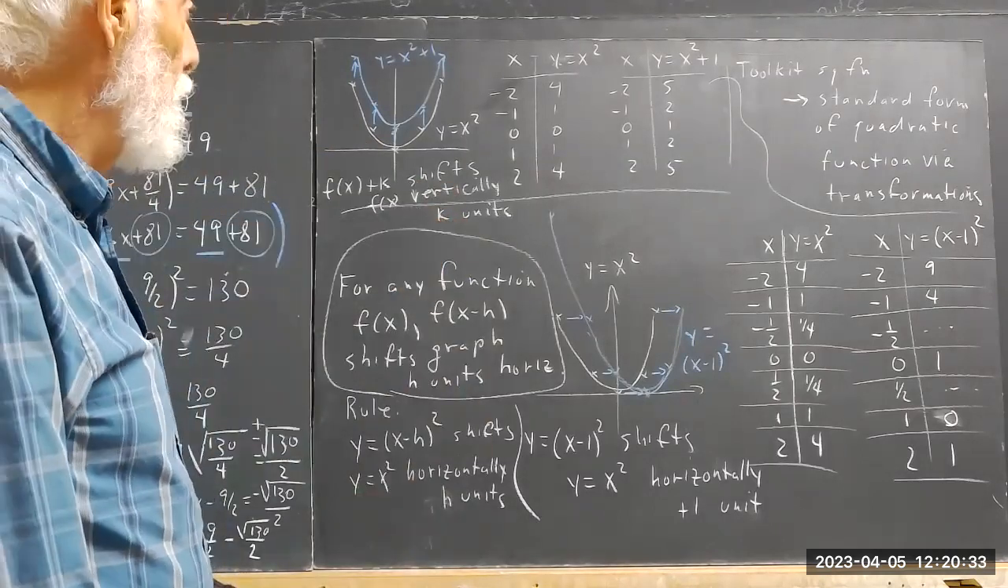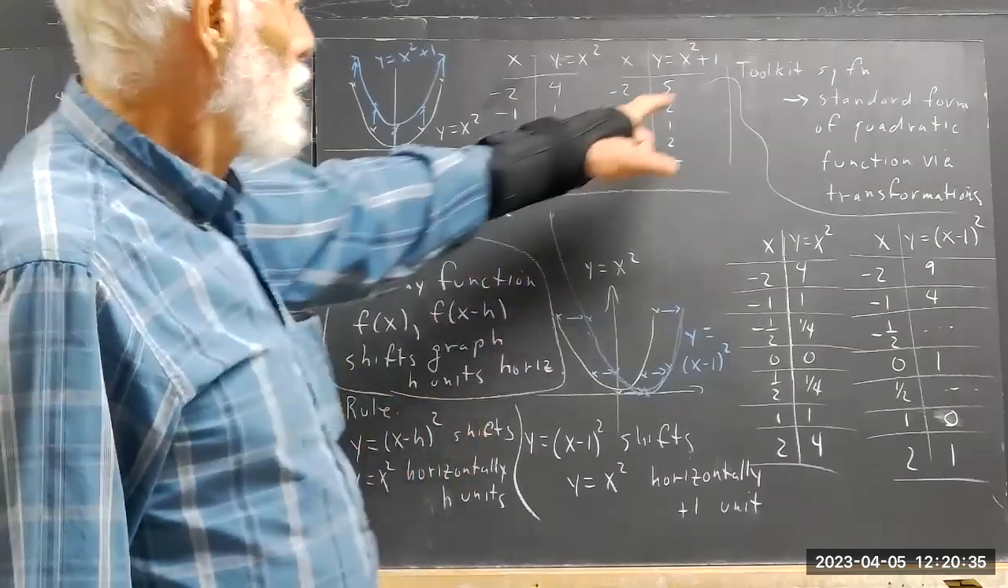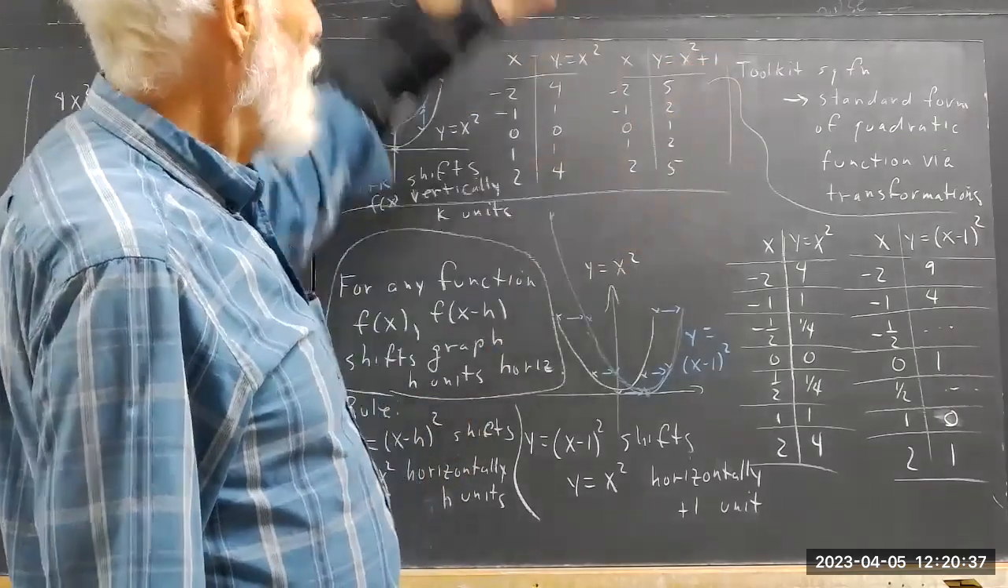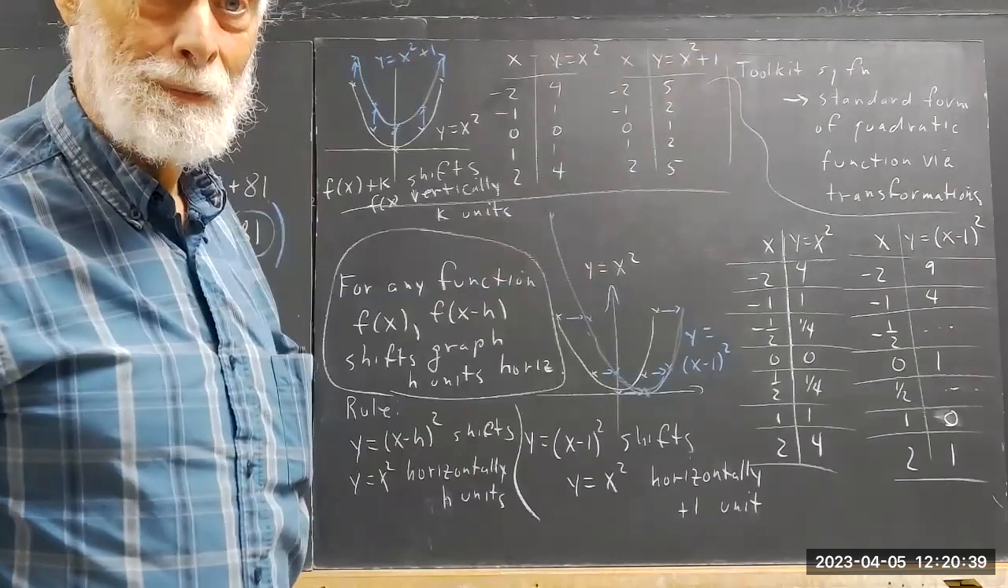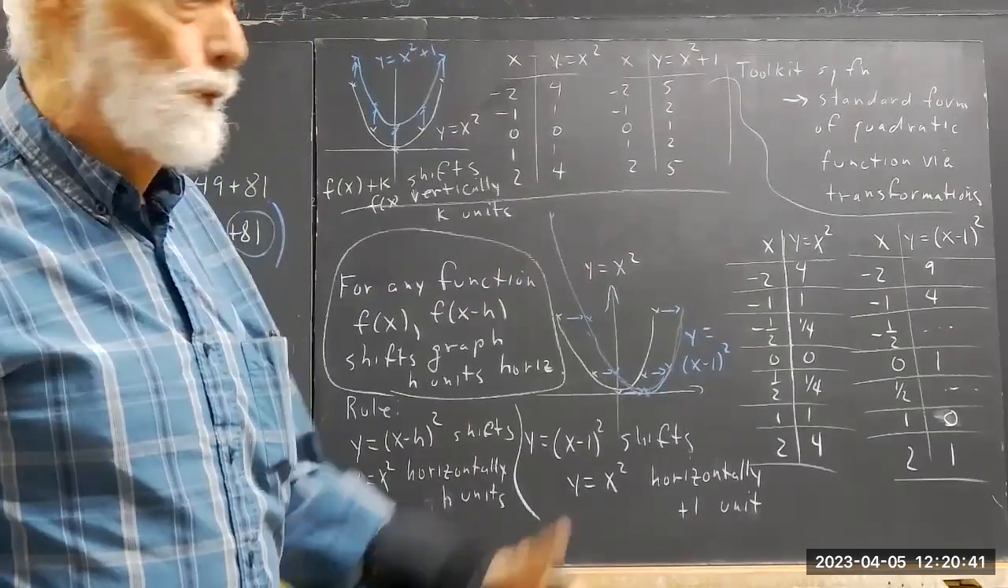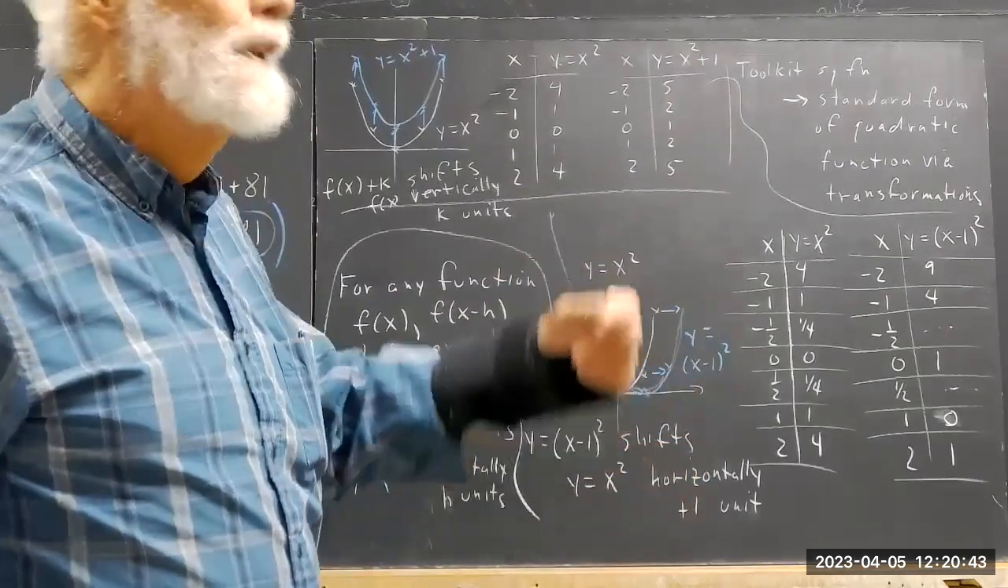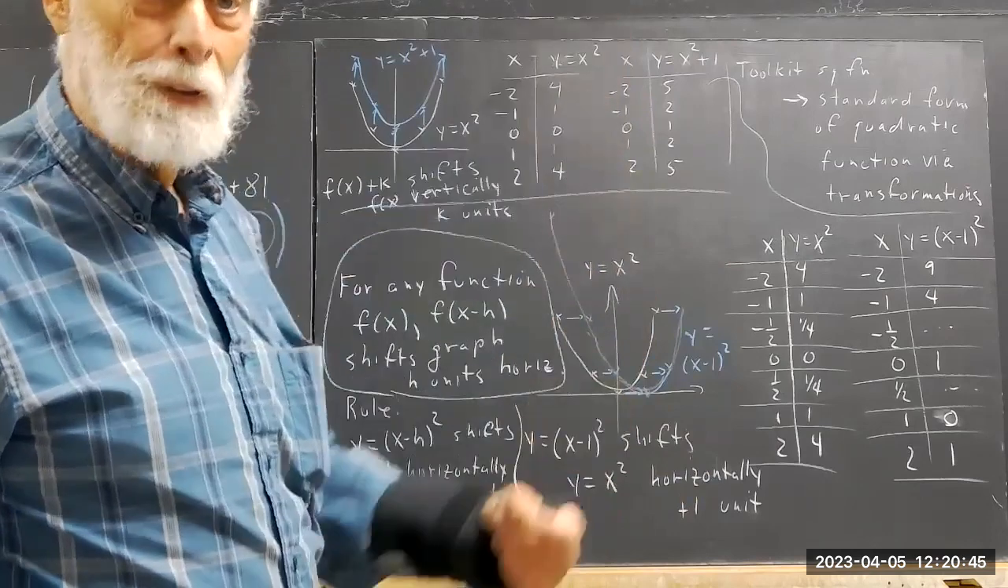And it's really easy to understand why that is, because whatever number we have here is going to be added to the y values. So if we add 10 to the y values, that means every point is going to be 10 units higher.